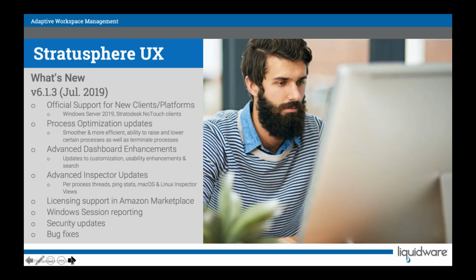With respect to 6.1.3, we have some new and official support for Windows Server. It also includes support for the new Windows multi-session, of course, not yet shipping. So that will be an evolving feature set as that product continues to evolve and eventually is released by Microsoft. But in this release, official support for Windows Server 2019. We've also added a native client for Stratodesk and their No-Touch OS based clients. We've had some process optimization updates.